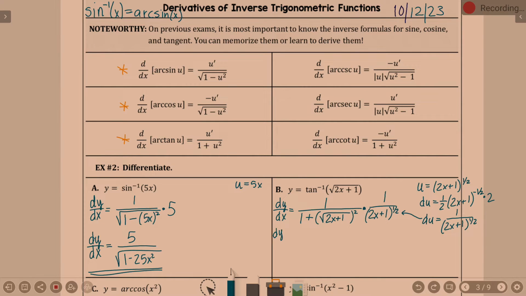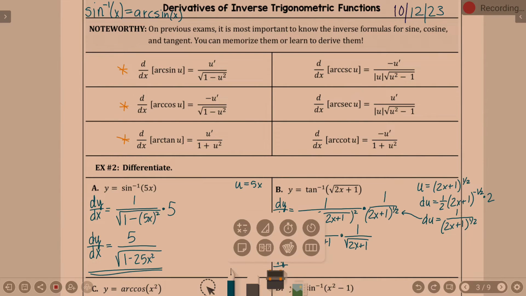Okay. There's some cleanup we can do. 1 over what? 2x plus 1. 1 plus 2x plus 1, and I agree, that is going to become 2x plus 2 in a moment, times 1 over the square root of 2x plus 1. The cleanup is minimal.